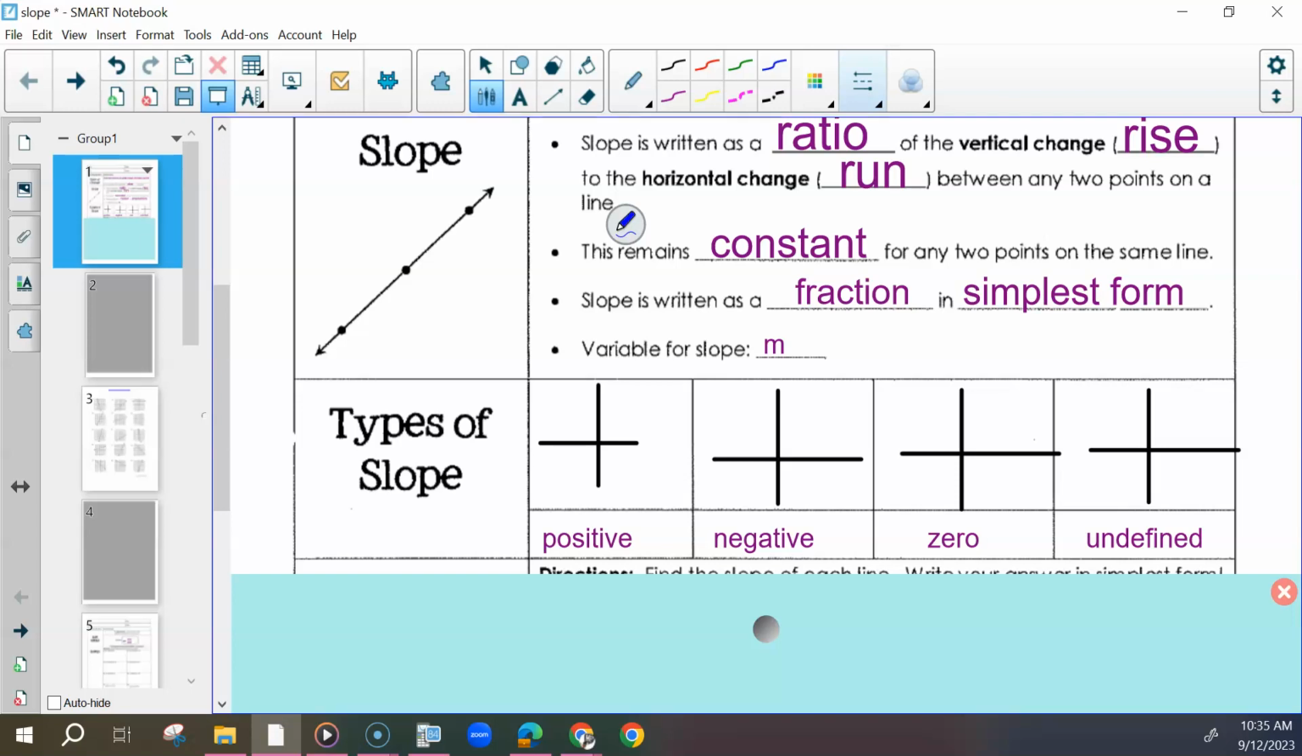Positive is going to be a line that kind of looks like this. Negative will be the opposite direction. Zero will be a straight line across. And undefined will be a straight line that's up and vertical.